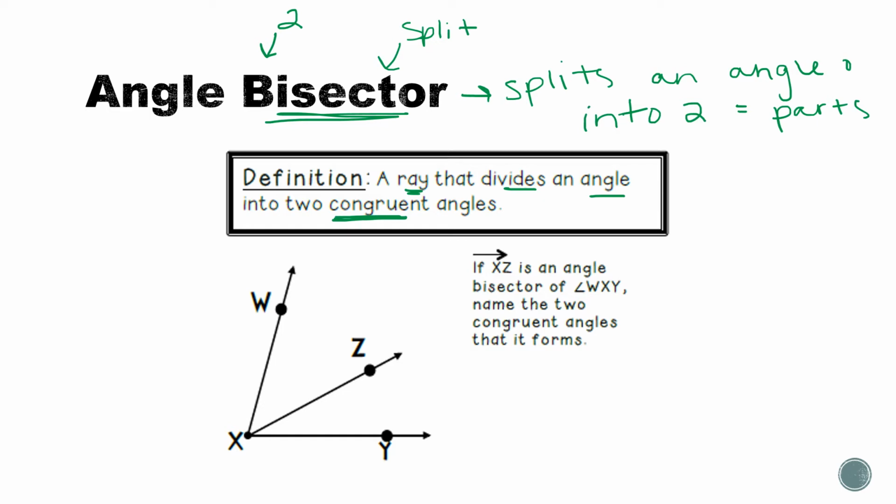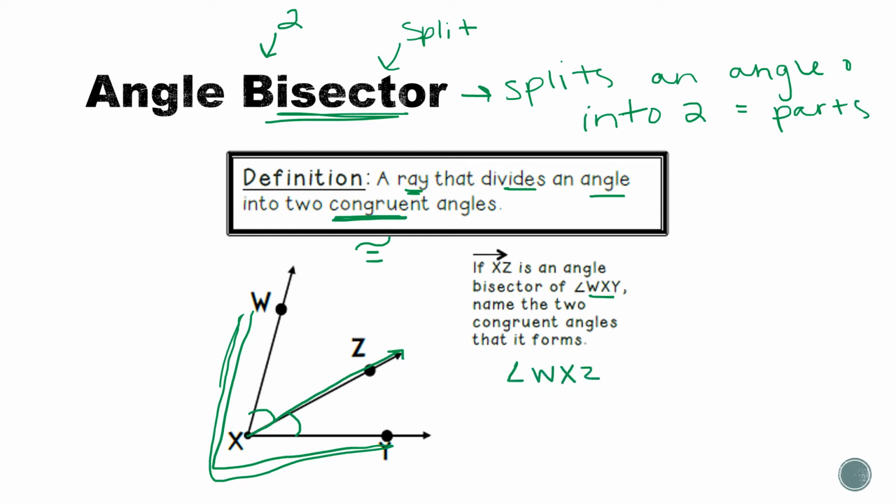What's the sign again for congruent? Remember, that equal sign with the swoosh on top? So if ray XZ is an angle bisector of angle WXY, name the two congruent angles that are formed. Okay, so if it splits the whole angle here in half, the two angles we see are this angle right here and this angle right here. So now to write that, we write angle WXZ is congruent to angle ZXY.